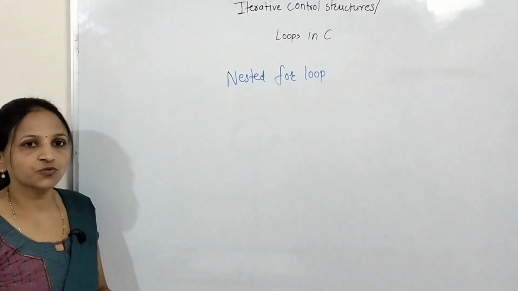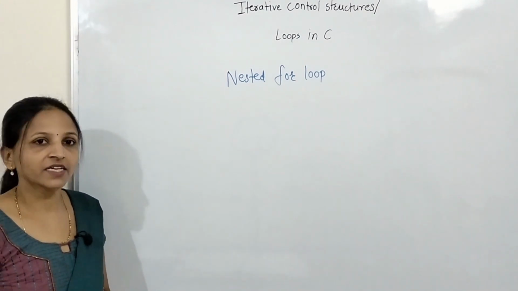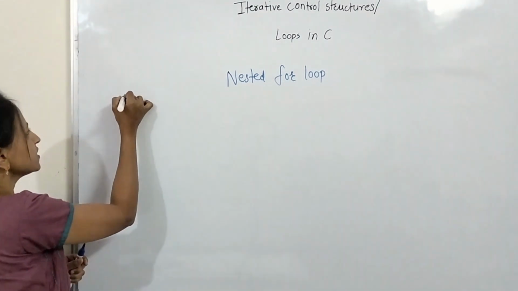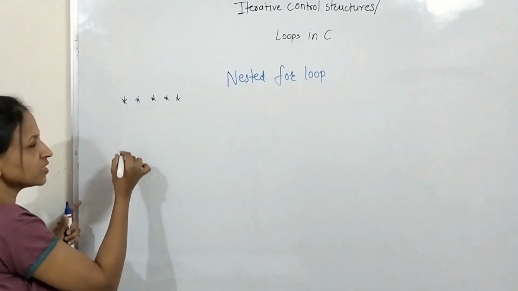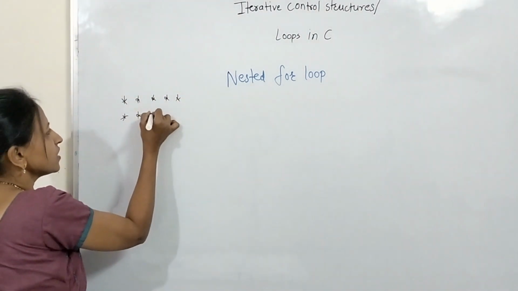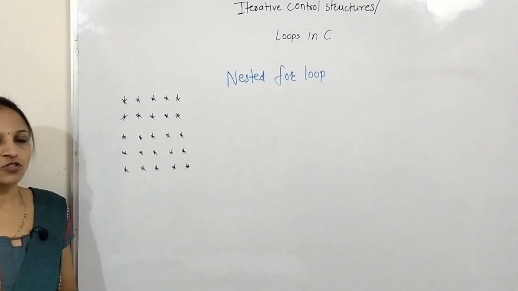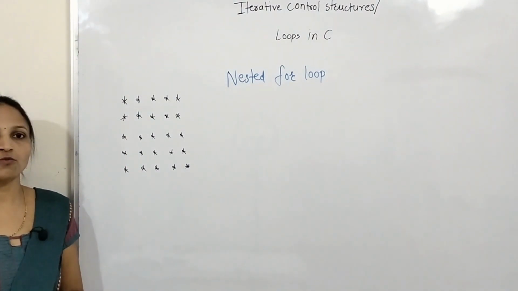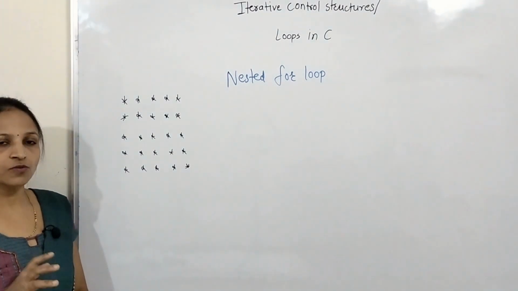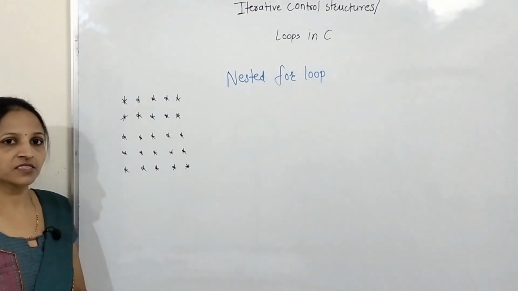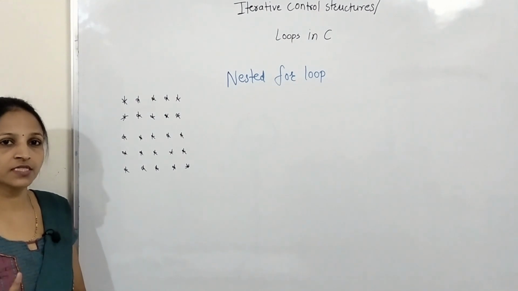A nested for loop is used to display patterns, for example, a pattern like star star star star star, 5 number of times, and this should get repeated 5 number of times. Suppose I want to display this star pattern onto the output screen. Then how to do this? For these types of patterns we have to use a nested for loop.